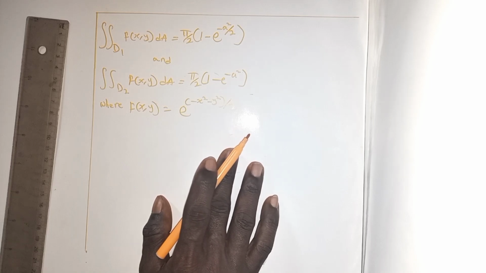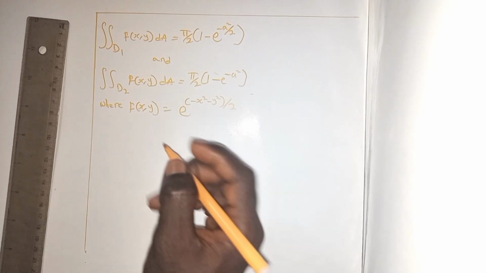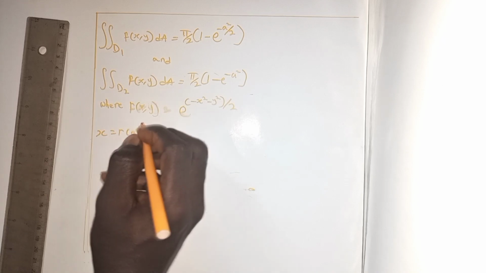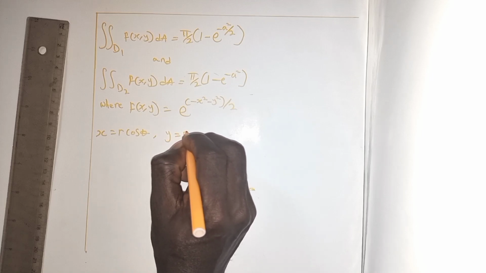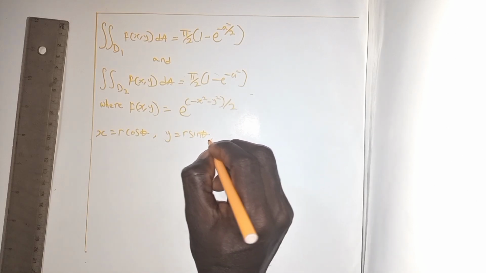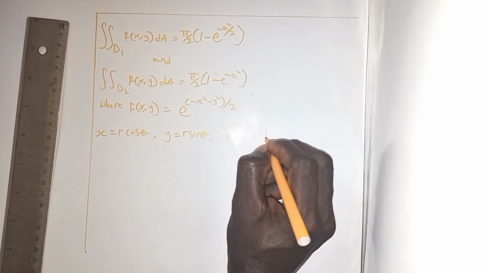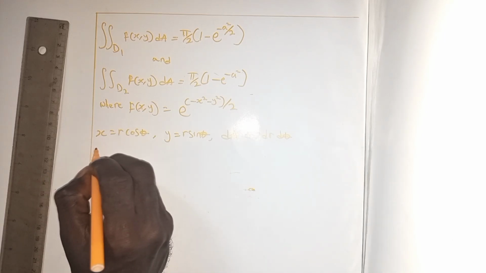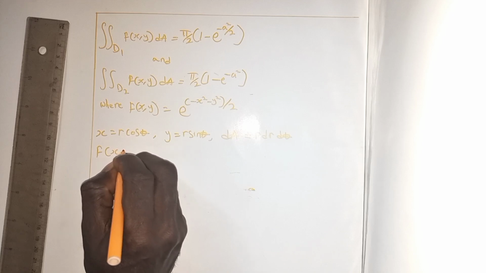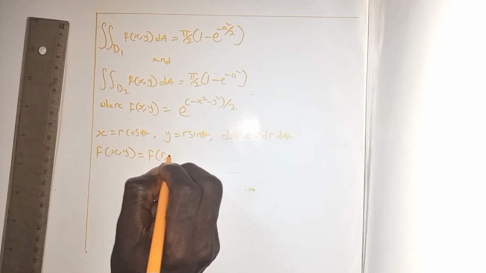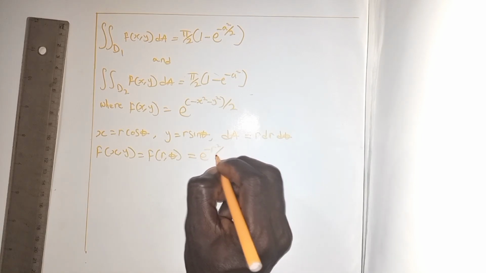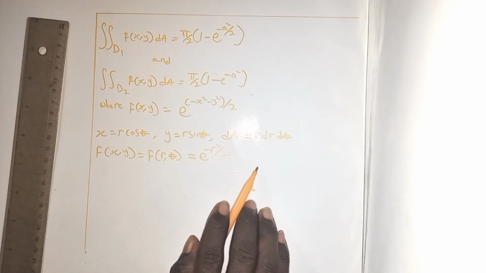So now to solve this, we'll be taking the first region first, which is D1, the first quarter disk. So convert it to polar. What are the polar coordinates? We have x is equal to r cos theta, y is equal to r sin theta, then our dA, which is r dr d theta. So with this, by converting it to polar form, we have this in this form now, which is exponential minus r squared over 2.